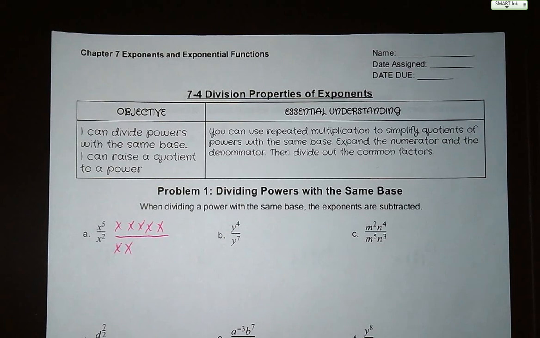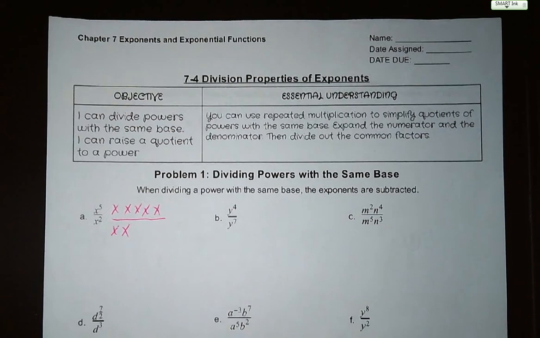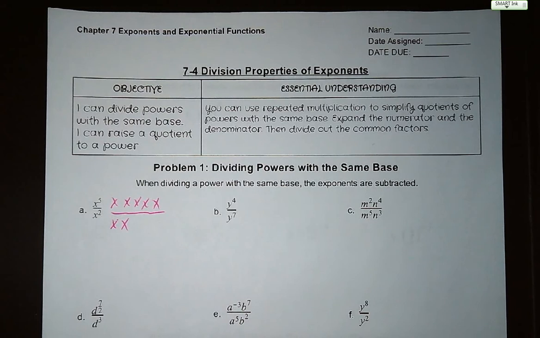Hi guys, welcome to lesson 7.4, division properties of exponents. Our objective for today is that I can divide powers with the same base and that I can raise a quotient to a power. The essential understanding is that you can use repeated multiplication to simplify quotients of powers with the same base, expand the numerator and the denominator, and then divide out the common factors.